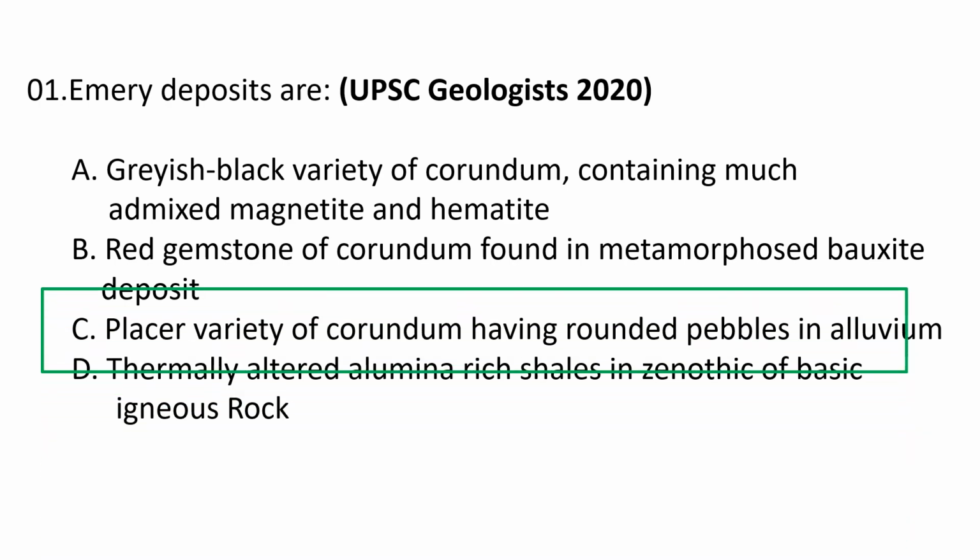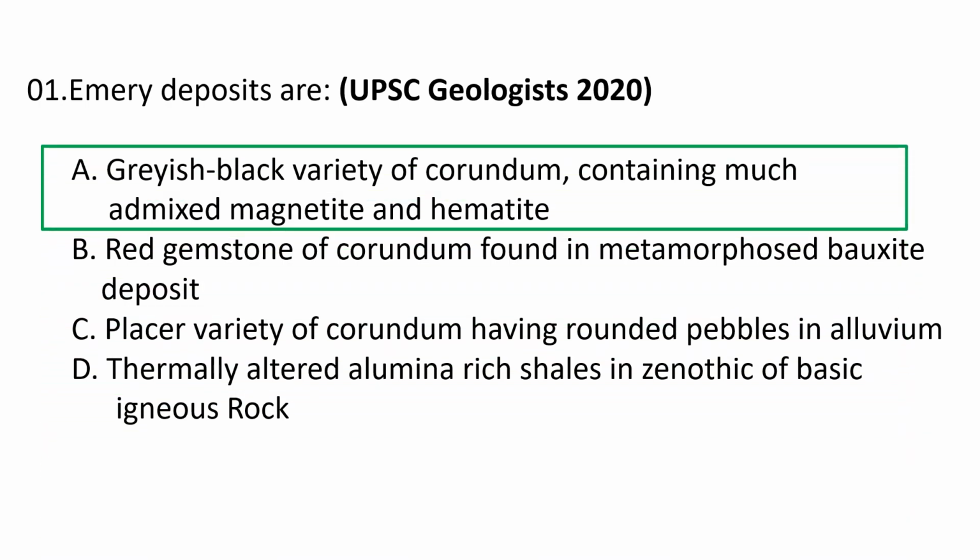So these are the four answers which are given. So the correct answer is A, grayish black variety of corundum containing much admixed magnetite and hematite.